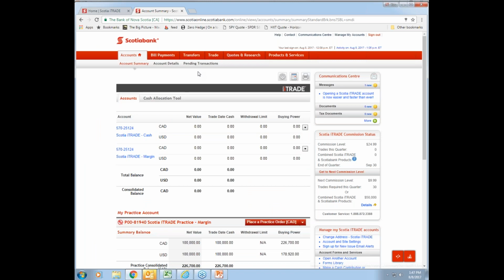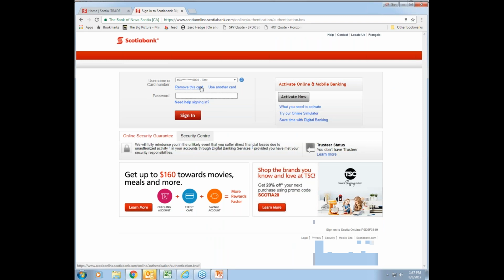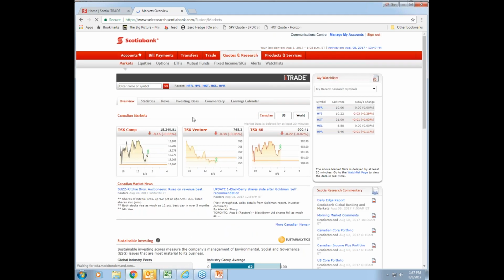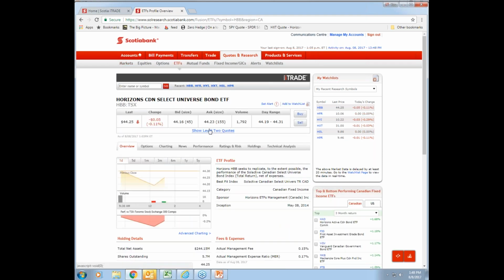But the way that it works is, what you want to do when you're looking at a bond ETF, and I highly recommend you do this first, is look at the quotes and research page here on Scotia, this bar up here, and click on that, and we'll put in a bond ETF here. Just a second. Let me reload in. And we're going to put in a large-scale bond ETF. We're going to do HBB, which is just the Horizons Canadian Select Universe Bond ETF. This gives you exposure to the broad Canadian bond universe.